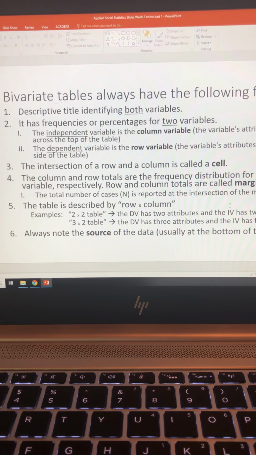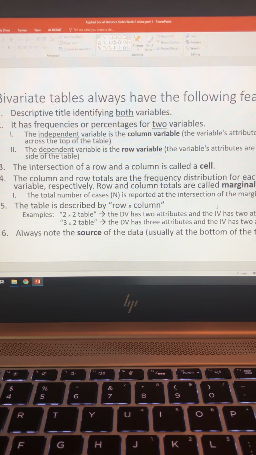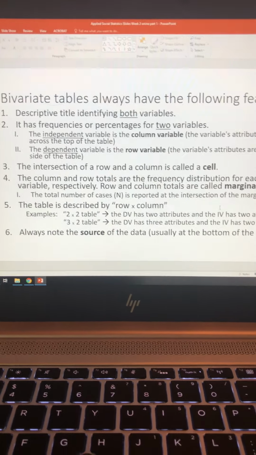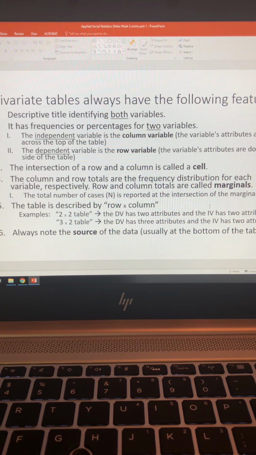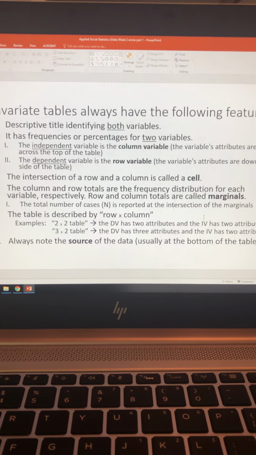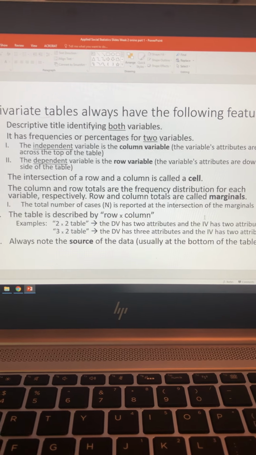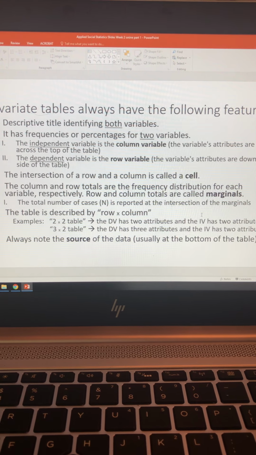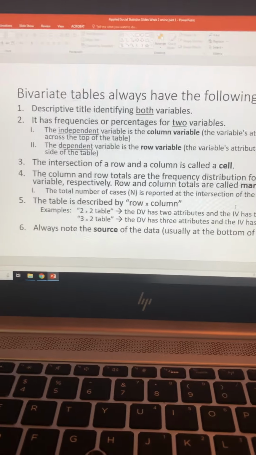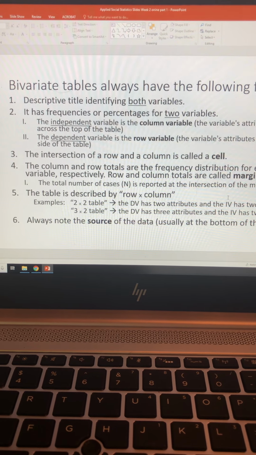So bivariate tables always have these features. These are the 6 big ones. Although 1 and 6 shouldn't be new to you. The 2 through 5 is the new stuff. So number 1, always a title. So when you do your homework, make sure you title your tables. Just something simple like a bivariate table of, and then your 2 variables. But just some way to identify what your variables are that you're analyzing, and that you're looking at the relationship between 2 particular variables. So you always want to have a title, and all your book examples will have titles.